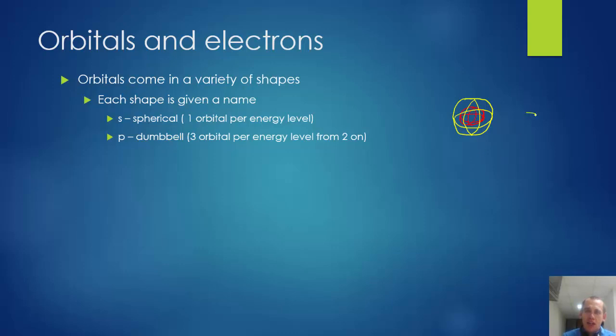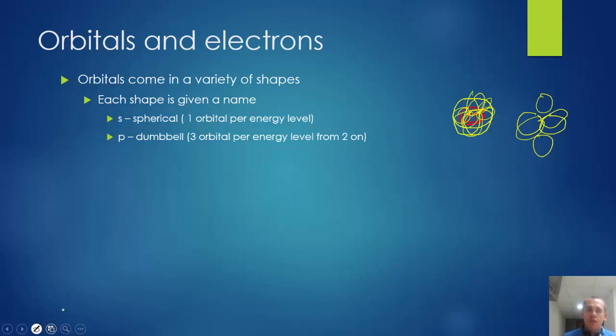Now a p orbital is dumbbell shaped, sort of. But there's 3 of them. So one of them goes left to right, one of them goes up and down, and a third one of them, in 3 dimensions, would come out of the screen and go behind the screen. And that has to get stacked on top of these s and p orbitals that are already here. So there's my second energy level.